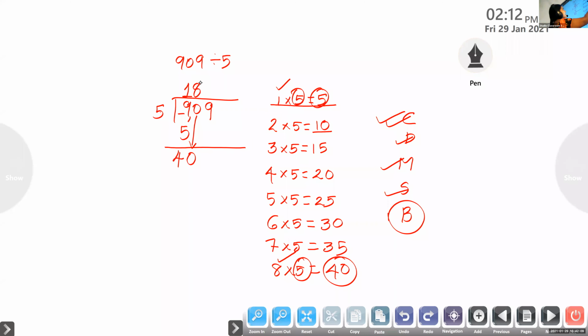So division over, what is the next step? After division, what is the next step? M for multiply. So 8 into 5, what will you get? 40. That you can write down under the dividend that we have divided. Now what is the next step?